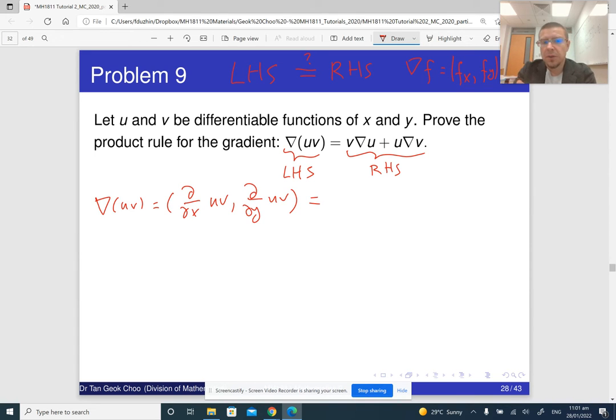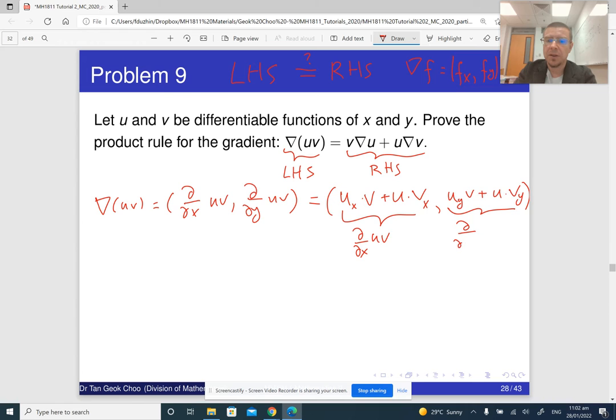So now, how can we do it? We've got to apply the product rule to compute it, right? To differentiate the product of two functions, u and v, with respect to x, we get the partial derivative of u with respect to x times v plus u times the partial derivative of v with respect to x. So this is the partial differentiation of uv with respect to x. The second entry is basically the same thing, only now we are differentiating with respect to y. So it would be the derivative of u with respect to y times v plus u times the derivative of v with respect to y. This is d over dy of uv.